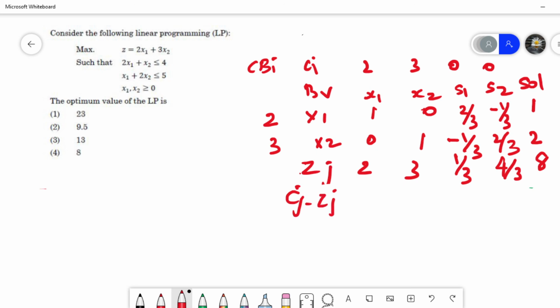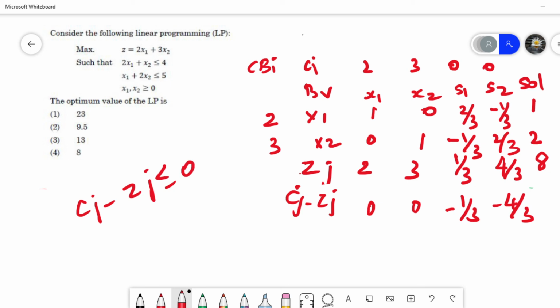Cj minus Zj. So Cj is 2, 2 minus 2, 0. 3 minus 3, 0. Then 0 minus 1 by 3. Next 0 minus 4 by 3, minus 4 by 3. Okay. Now we check the optimality condition. So it is a maximum problem. What is the condition for it? Cj minus Zj less than or equal to 0. Here minus 1 by 3 is less than or equal to 0. Minus 4 by 3 is also less than or equal to 0. So it satisfies the condition. So hence we reach the optimal solution in this iteration.